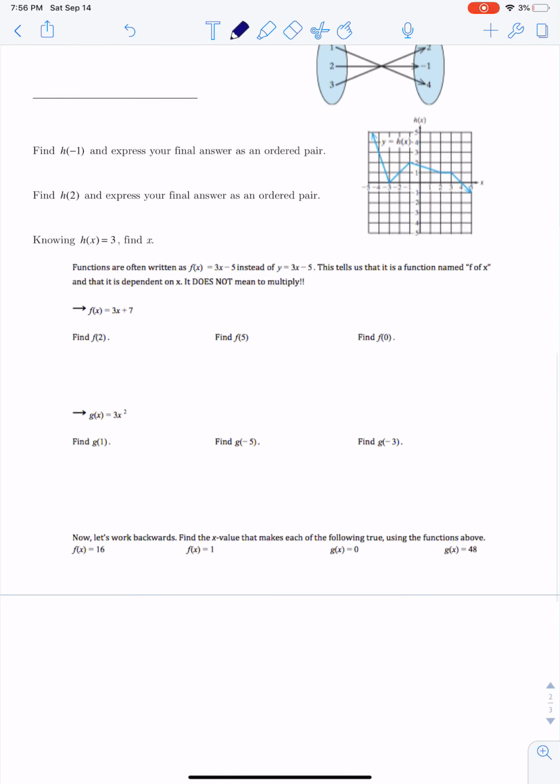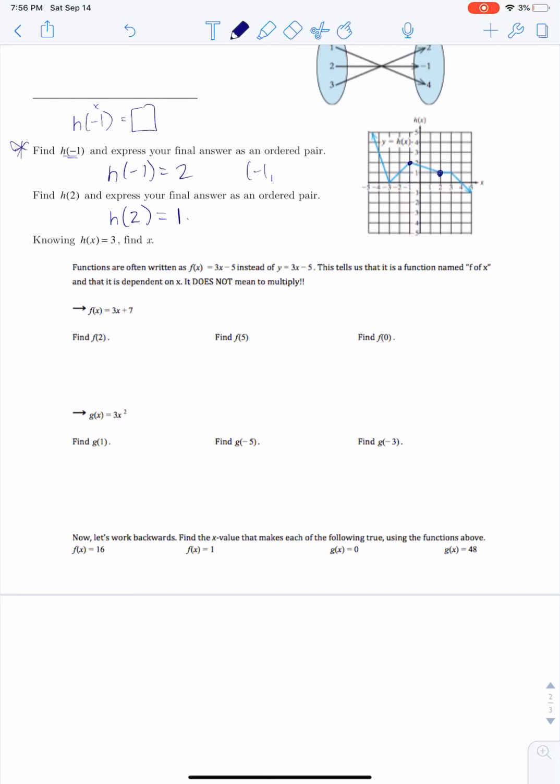If we scroll down, we talked a little bit about function notation and how, if I'm looking at this example right here, h of -1, this is my x value. When I ask you to find what h of -1 is using this graph, I'm looking for you to tell me what the corresponding y value is. So here, if I go over to -1 and up on my graph, I can say that h of -1 is equal to 2. And that h of 2 is equal to 1.